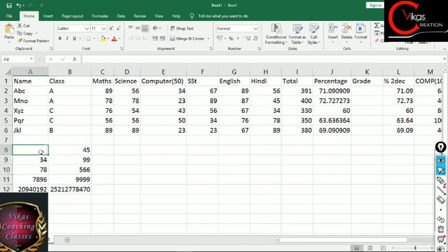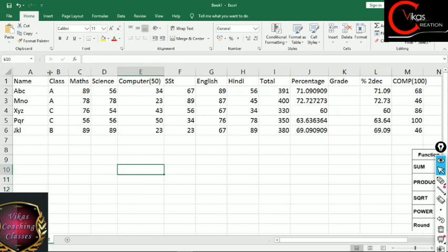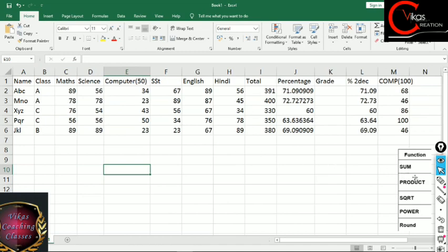Fine. So it was about the first function out of this table. That was PRODUCT. Now our next functions will be SQRT and POWER. First we will discuss this POWER function.